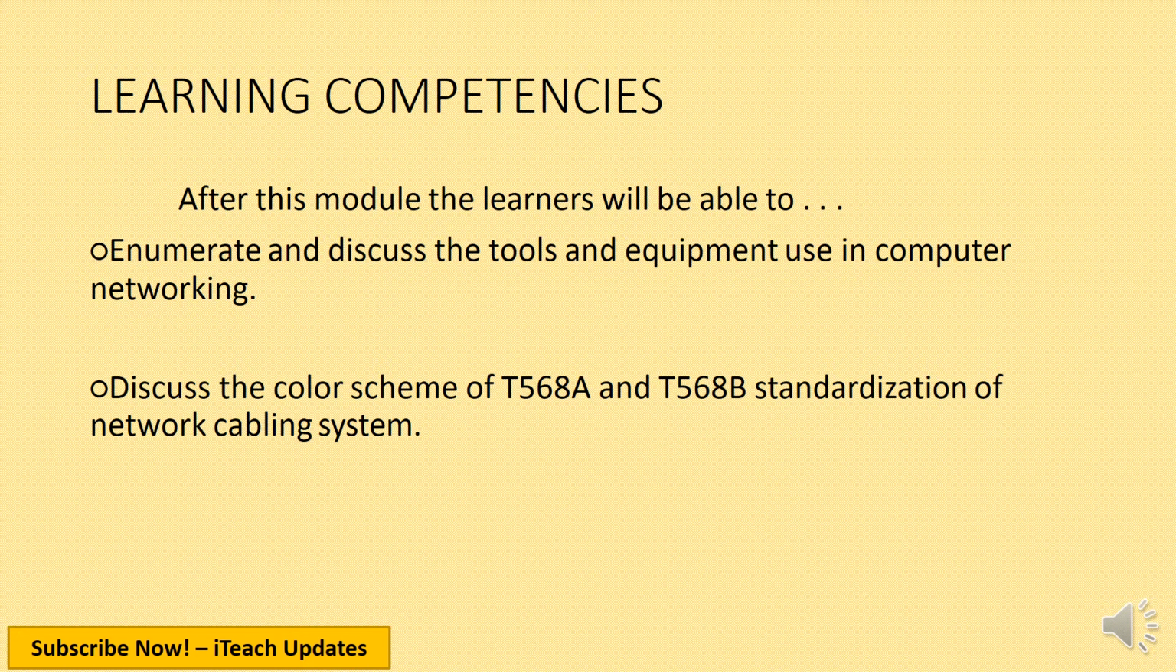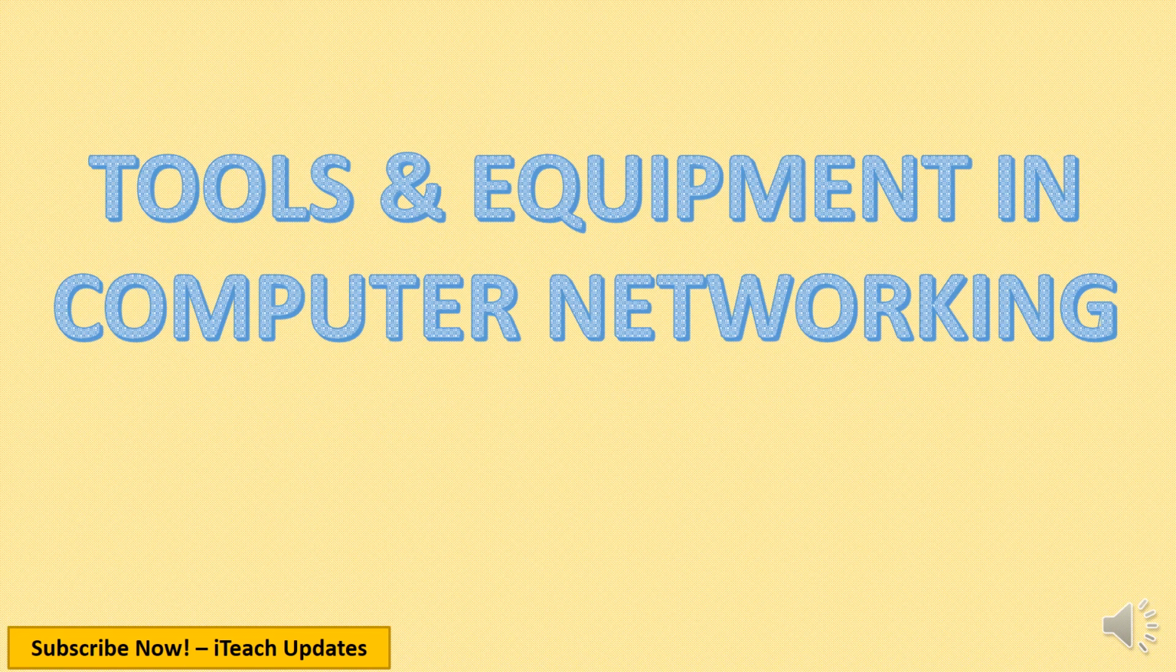Learning Competencies. After this module, the learner will be able to: 1. Enumerate and discuss the tools and equipment used in computer networking. 2. Discuss the color scheme of T568A and T568B standardization of network cabling system. Tools and equipment in computer networking.